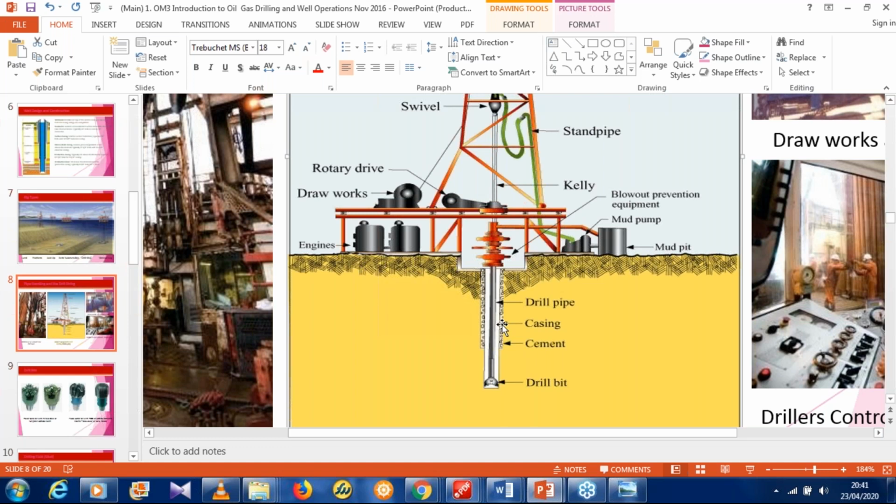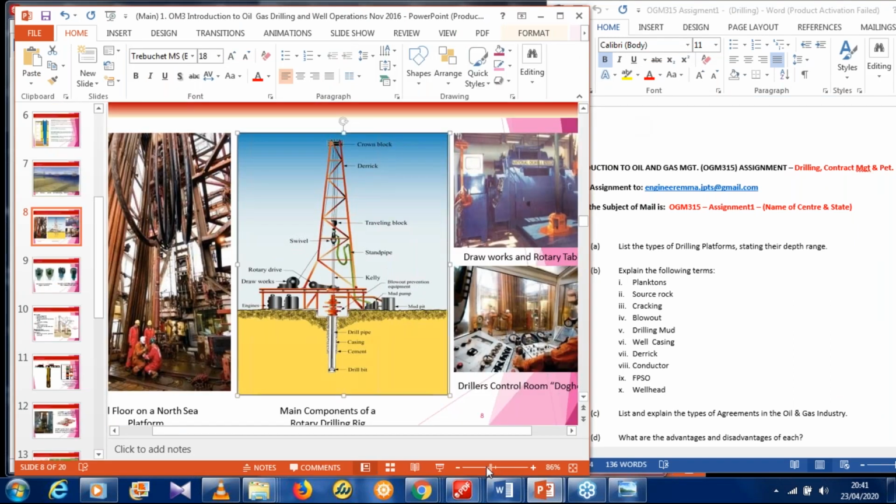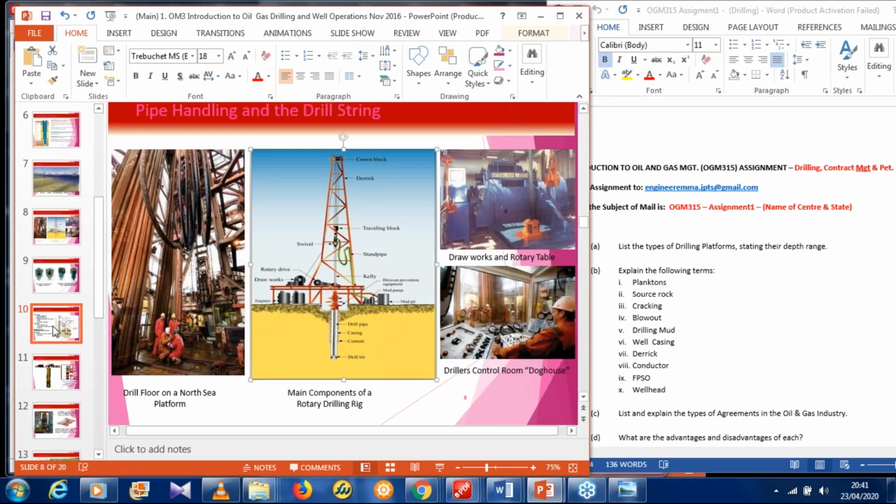Imagine if a well is being drilled and as you are drilling around here, it begins to collapse. That's already a big loss in itself. So to avoid that, we introduce the cement casing.